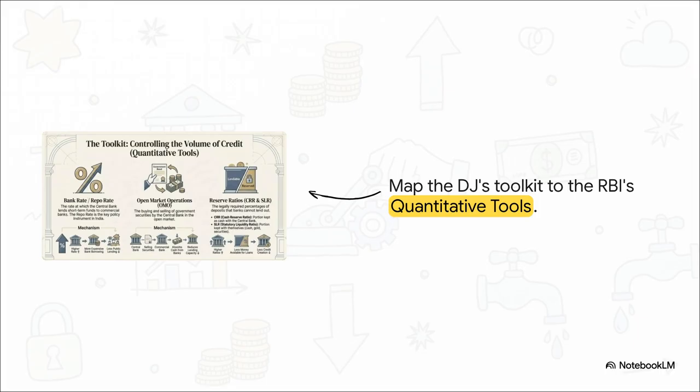All right, let's lock this in. Whenever you see an exam question asking for the quantitative methods of credit control, just picture the DJ's toolkit. You've got the volume faders, which are your repo and reverse repo rates. You've got the merch drops, which are open market operations, buying and selling bonds to inject or absorb cash. And you've got the mandatory vault stash, your CRR and SLR reserve ratios dictating exactly how much cash is locked away. Explain these three dials clearly, and I promise you, those 3 marks are easily yours.